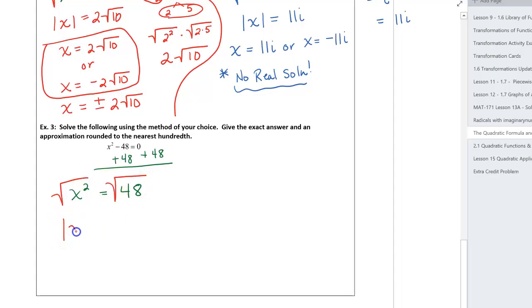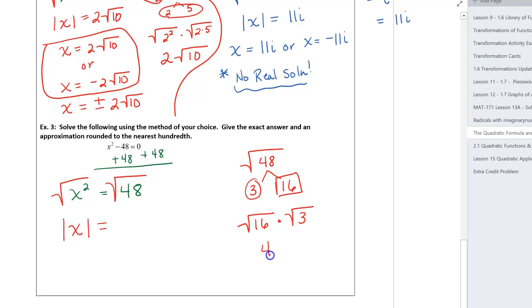That's going to give me the absolute value of x is equal to the square root of 48. If I simplify it, I notice that 48 is 3 times 16. I could go on, if I wanted to, and find the prime factors, but if you land on a perfect square factor, then you can think of it like this. The square root of 48 is the square root of 16 times the square root of 3, and the square root of 16 is 4. So it would be 4 times the square root of 3.